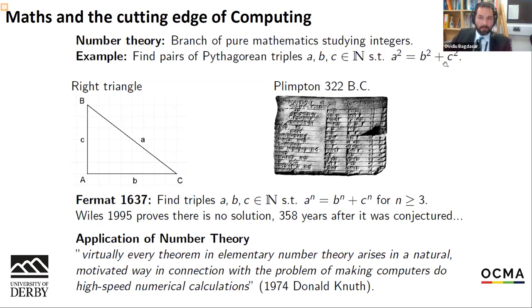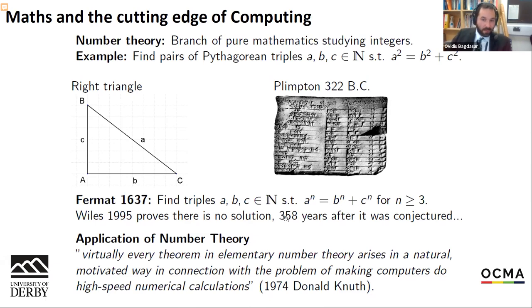And the problem was, what if instead of using squares, you are trying to use cubes, cubic powers or fourth powers and so on. And this was a problem stated by Fermat in 1637. So find the triples a, b, c such that a to the power n equals b to the power n plus c to the power n for n greater or equal than 3. And he said that I found the solution, but I could not write it all on this side of a newspaper. And then mathematicians tried to solve the problem for many, many years, and only after 358 years, they were able to finally close the problem.